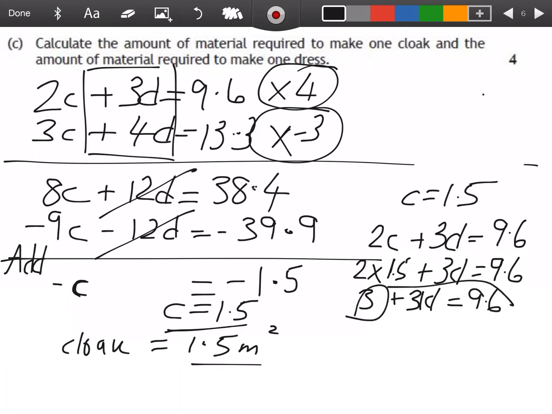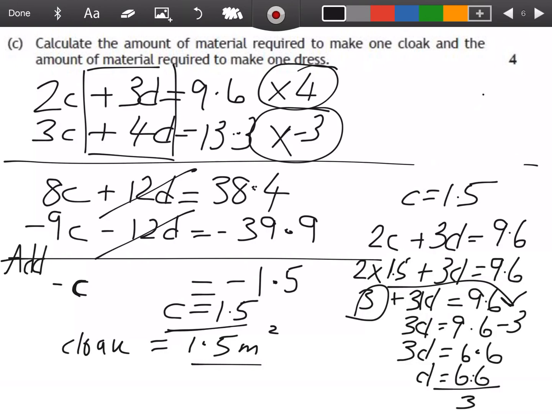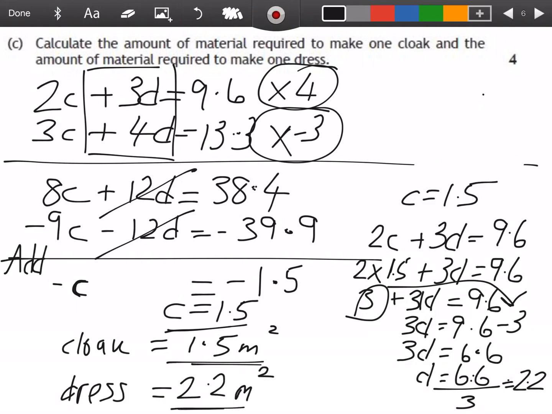I'm going to move the 3 onto the right hand side. So 3D is actually equal to 9.6 take away 3. 3D would equal 6.6 then. And remember, how do you find D? 6.6 divided by 3, 2.2. So D is 2.2, but remember, what does D actually stand for? It's how much material is used for a dress. Okay? Please make sure you finish your answers by stating clearly, using words, not C equals and D equals.